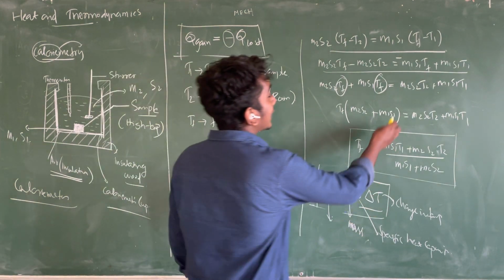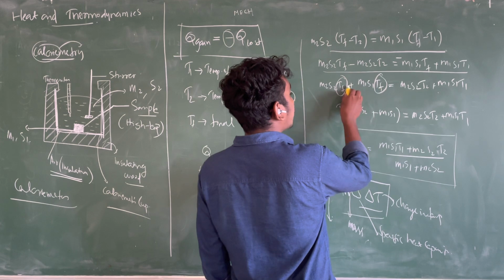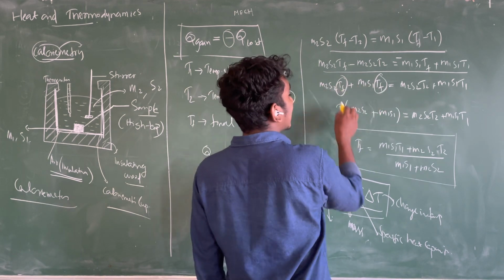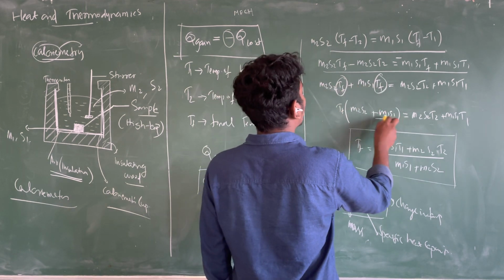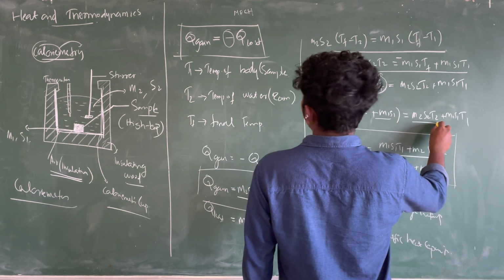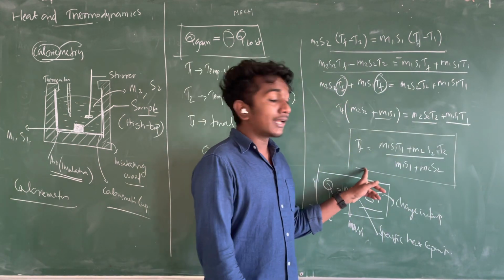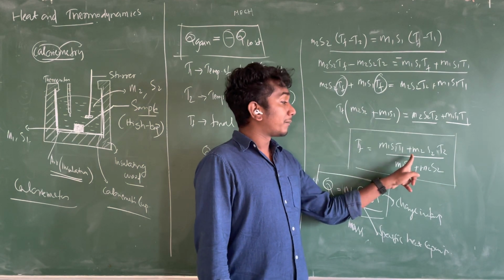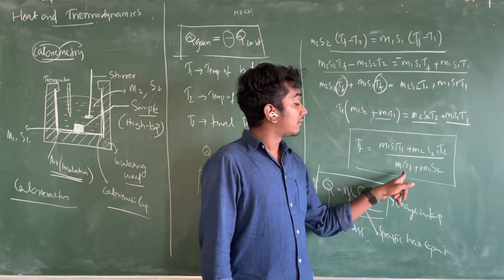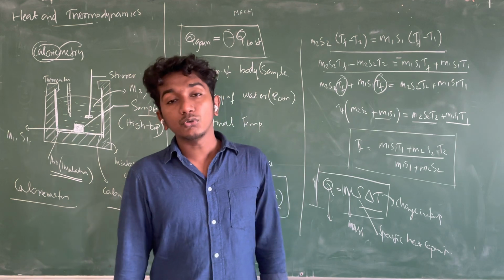So then you rearrange it. Then take T final outside: (m2 s2 + m1 s1) T final is equal to m2 s2 T2 plus m1 s1 T1. So what is T final? T final = (m1 s1 T1 + m2 s2 T2) divided by (m1 s1 + m2 s2).